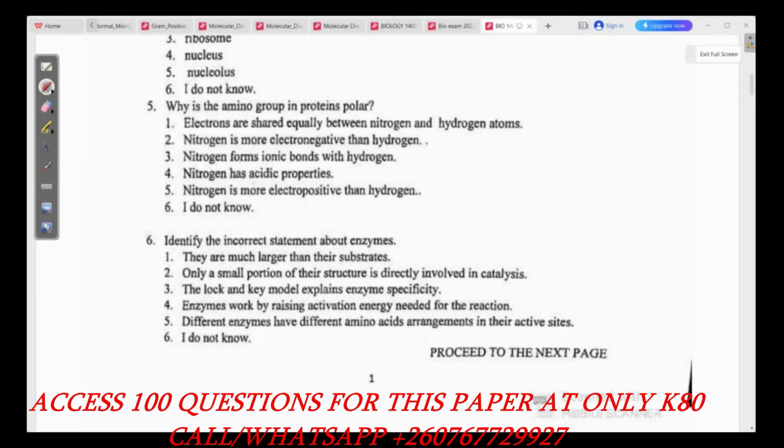So that's the reason why the amino group in proteins is polar. There is an unequal distribution of electrons. That is because the electrons in hydrogen will be closer to the nucleus of nitrogen. As a result, this hydrogen is going to attain a partial positive charge, and the nitrogen is going to attain a partial negative charge. Therefore, it will make the amine group polar.